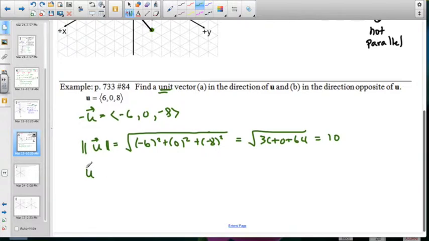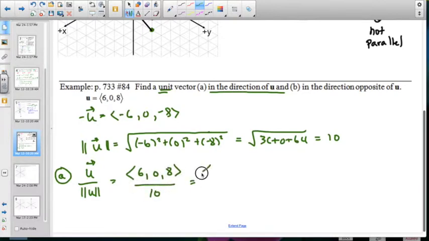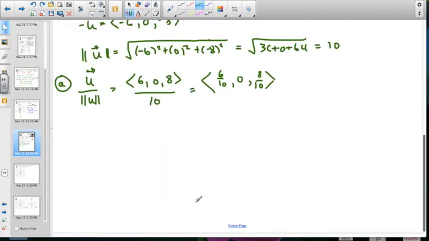And so the unit vector then looks like the unit vector in the direction. So let me just clarify here. We talked about opposite direction because this is setting us up for part B. So the unit vector for part A, in the same direction as u, would be taking 6, 0, 8 and dividing it by its length, which is 10. So we're talking about 6 over 10. We could reduce that if we want to. 0 and 8 over 10. That would be that unit vector.